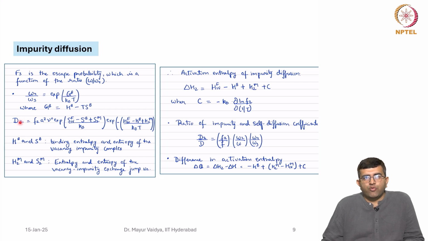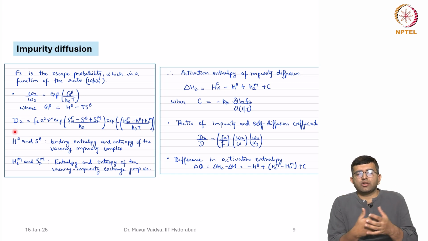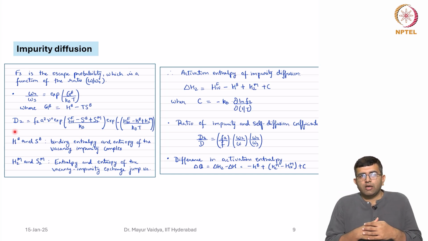The impurity diffusion coefficient D2 therefore can be written as F2 A square nu naught times exponential in the diffusion entropy term, and in the activation enthalpy term you have now several contributions coming, not just the vacancy formation and the migration, but also the binding energy of the vacancy and solute. So, when vacancy and solute interact with each other, there is a certain amount of energy released or gained by the system. The system lowers the energy a little bit. So, that's why it enters as a negative term.